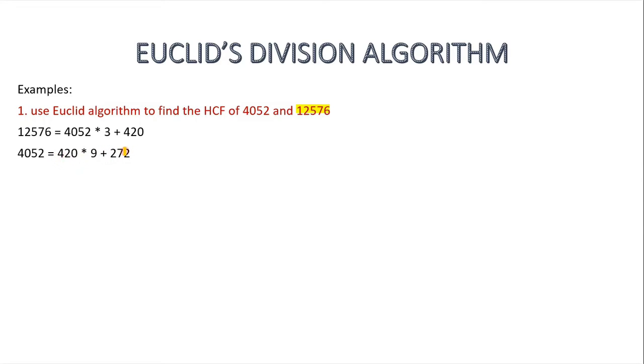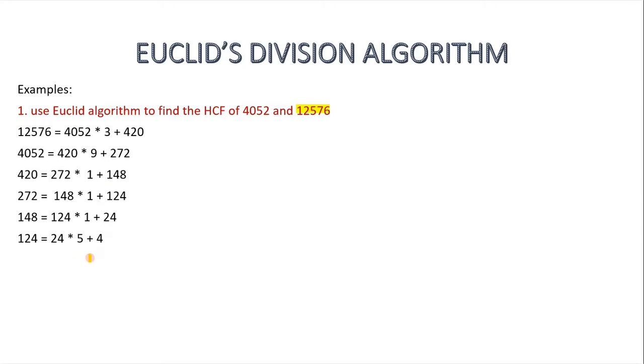Again, 420 can be written in terms of 272 as 420 is equal to 272 into 1 plus 148. Again, 272 can be written in terms of 148 as 272 is equal to 148 into 1 plus 124. Again, 148 can be written in terms of 124 as 148 is equal to 124 into 1 plus 24. Again, 124 can be written in terms of 24 as 124 is equal to 24 into 5 plus 4. Again, 24 can be written in terms of 4 as 24 is equal to 4 into 6 plus 0.